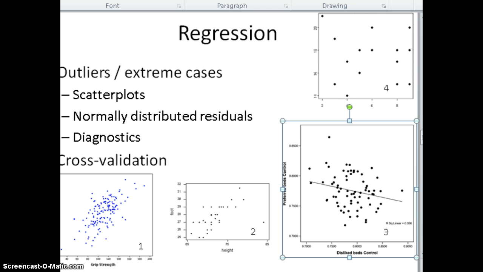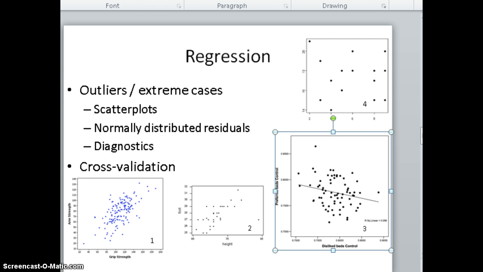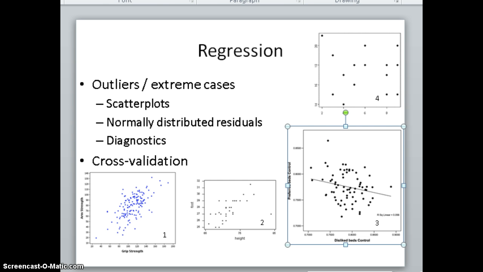Regression and other tests based on the linear model have assumptions. And we've talked about these assumptions before.